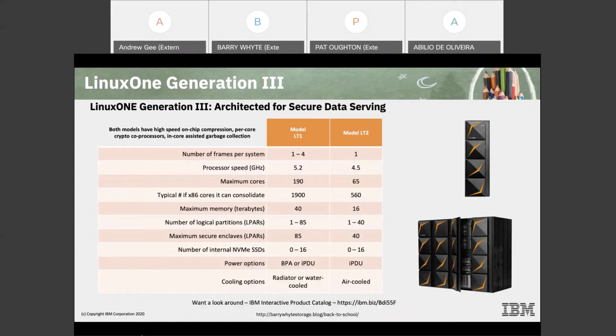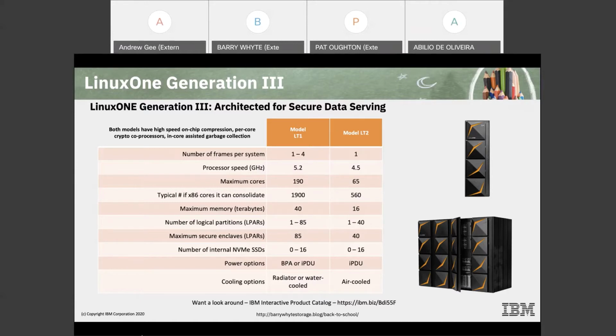So these are the ones available. The LT1, which is the 4-frame, goes from 1 to 4 frames. It is for the high-end guys. They are a maximum of 190 cores or IFLs. The processor, it's all on the charts. The processor speed is the highest available microprocessor out there in the marketplace to this day. I don't think it's going to go much higher. It's been pretty stable for the last 2 or 3 generations.